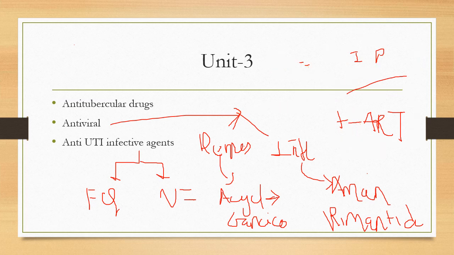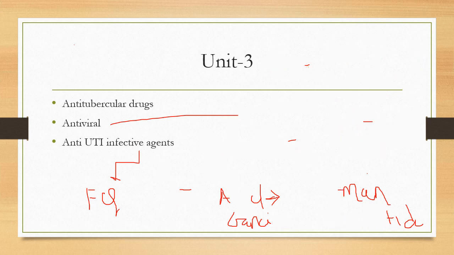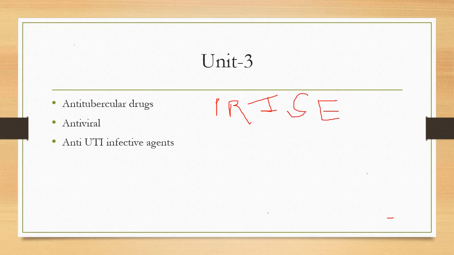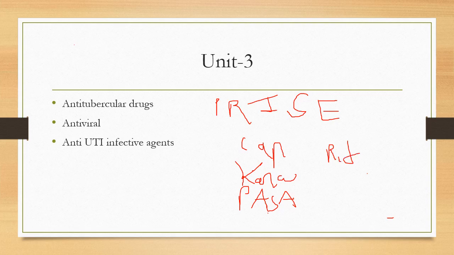Next, we have anti-tubercular drugs. The main examples of anti-tubercular drugs, you can remember by the mnemonic PRICE, that is pyrazinamide, rifampicin, isoniazid, streptomycin, and ethambutol. Other drugs are also used like capreomycin, kanamycin, para-aminosalicylic acid, rifabutin, ethionamide. But usually DOTS therapy is most common in tuberculosis. So these are the few drugs that you have to study in tuberculosis.